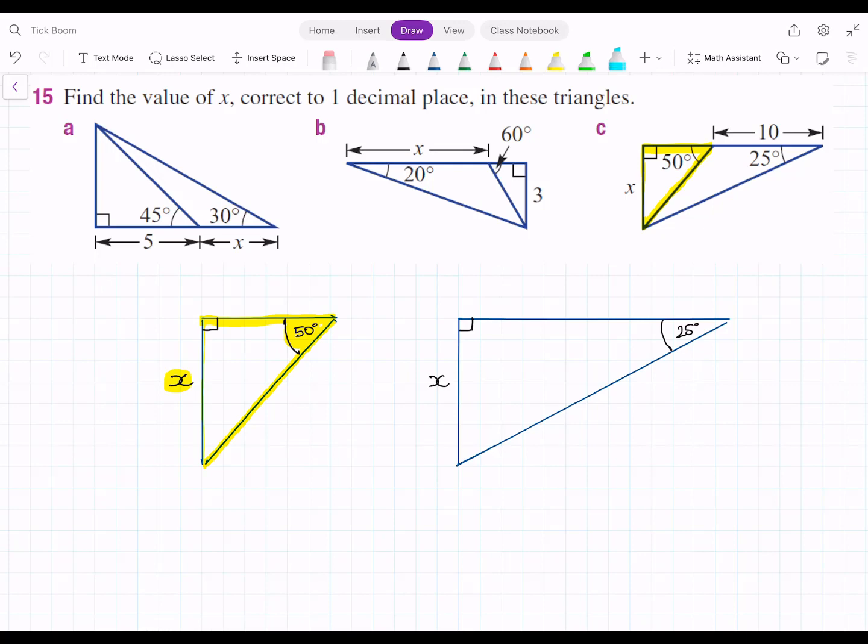The other right angled triangle in this diagram is the larger one, which I'll highlight in blue. And that right angled triangle I've redrawn here. Again, we've got an unknown side of value x, which is what we need to find out. And here the other known angle is 25 degrees.